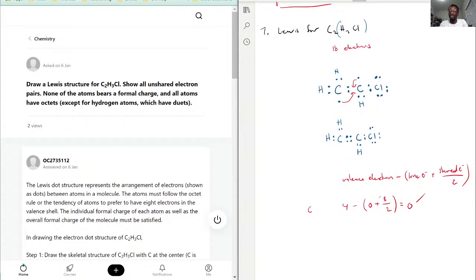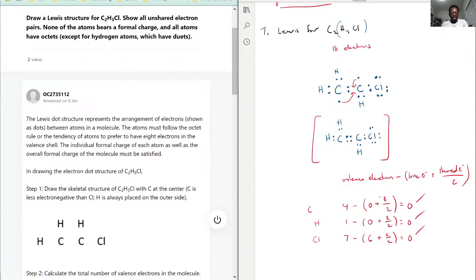One of them, no formal charge. The hydrogens, okay, it's going to be 1 minus. It has no lone pairs, and it's sharing 2. So another 0. And now for chlorine, it has 7 valence electrons. It has 6 to itself, as you can see here, because 3 lone pairs, and it's sharing 2. And there you have it. All of them are 0. So this is indeed the Lewis structure for C2H3Cl.